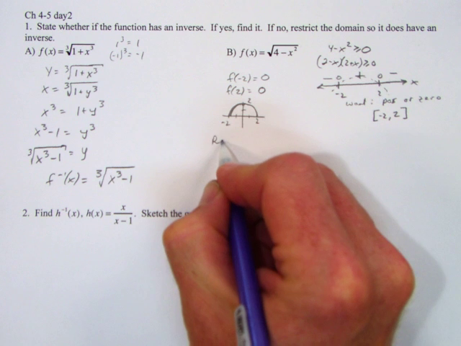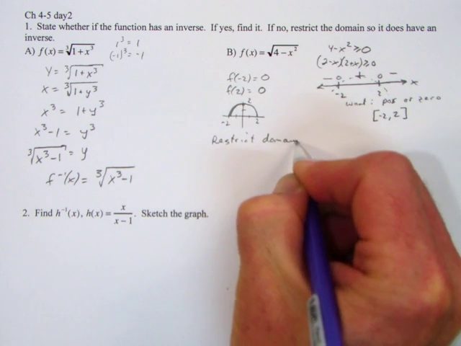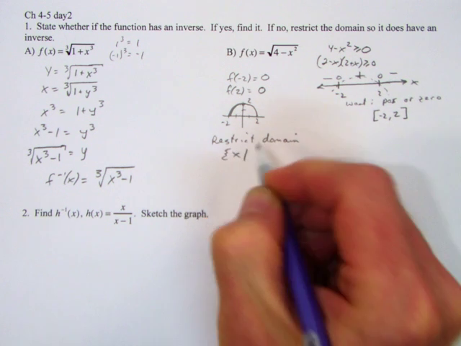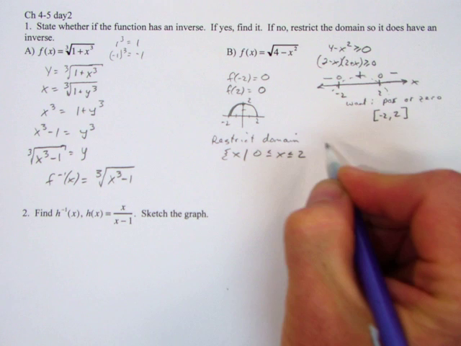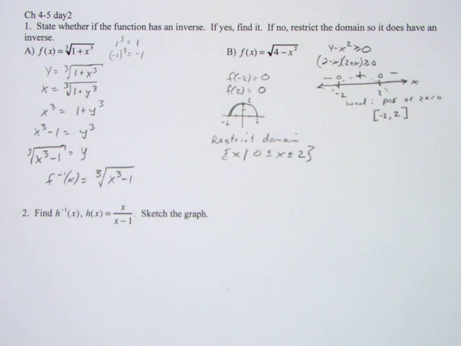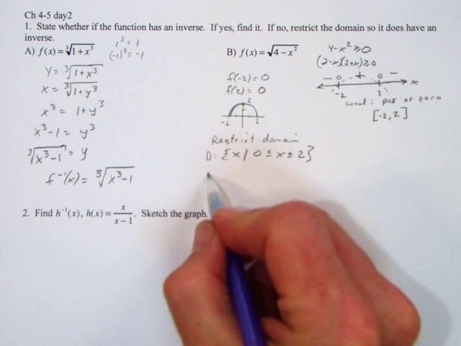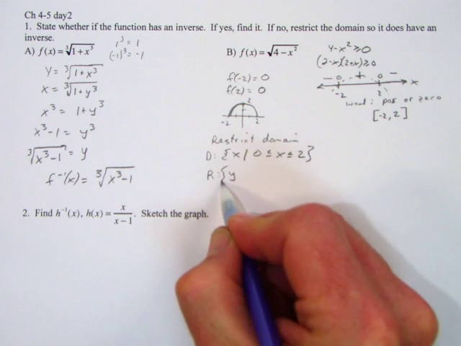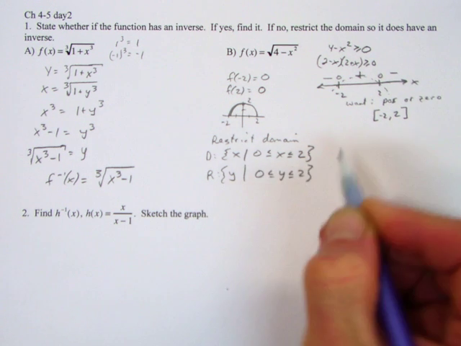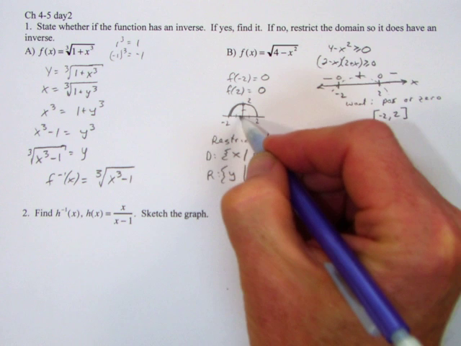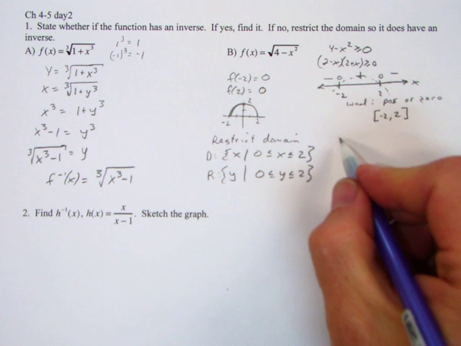So we will restrict the domain to x such that we're between 0 and 2 inclusive. What's our range values there? Is our domain. Our range will be y such that y is between 0 to 2 as well. And you can see that here. If I'm going 0 to 2 there, the y values are going 0 to 2. So now let's find our inverse.